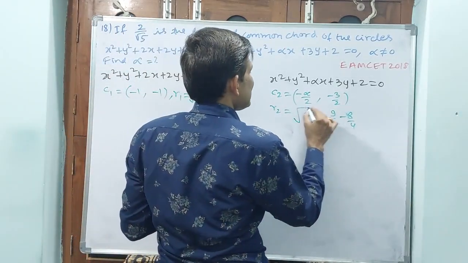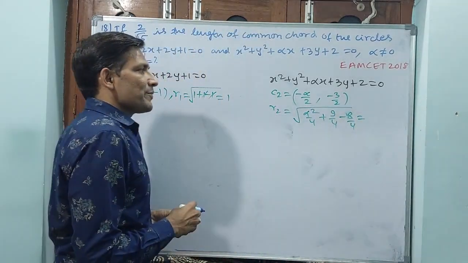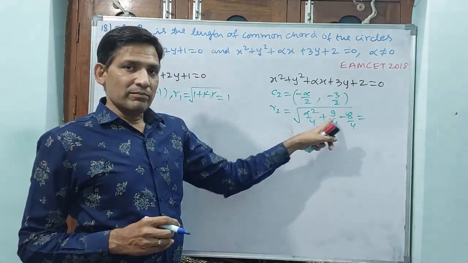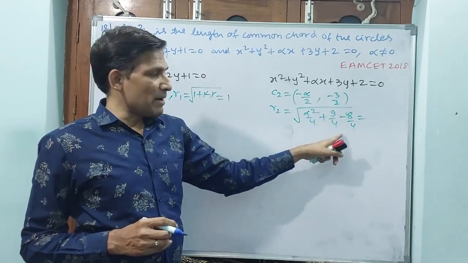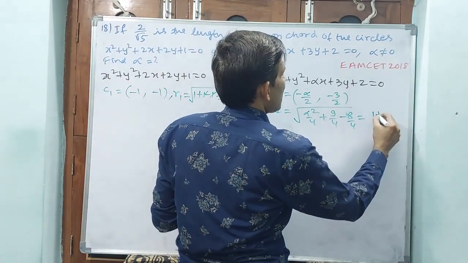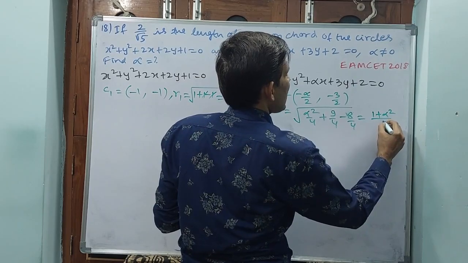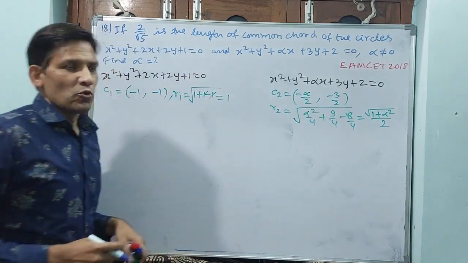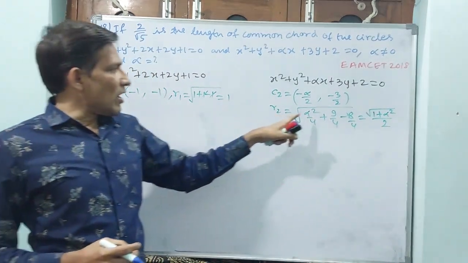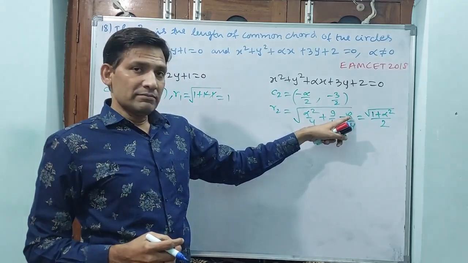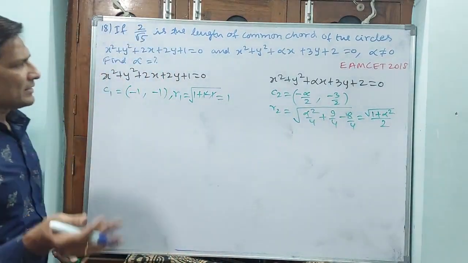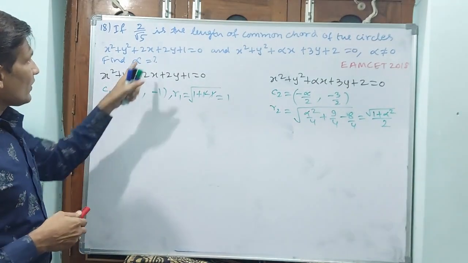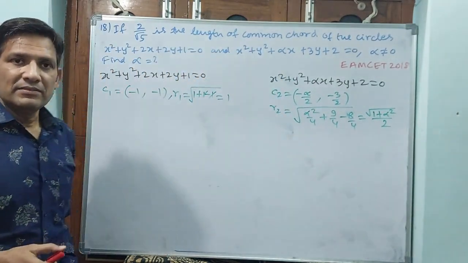Under root, what will happen here? The simplest thing: alpha square plus 1 by 4, that is 1 plus alpha square by 4. Or else shall I write root of 1 plus alpha square divided by 2, because 4 is going to become 2 in the denominator. See, 9 minus 8 is 1. 1 plus alpha square, both are the same. That is R2.